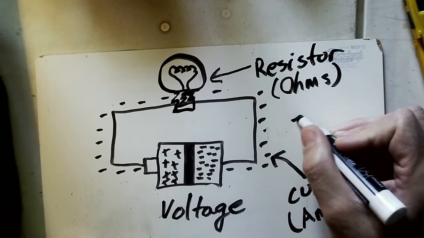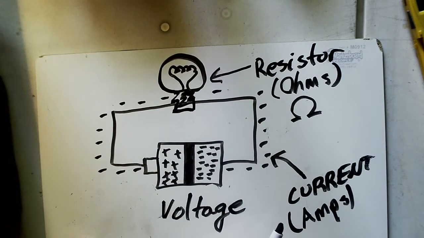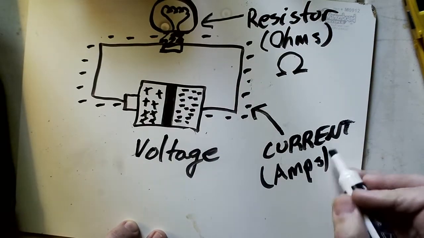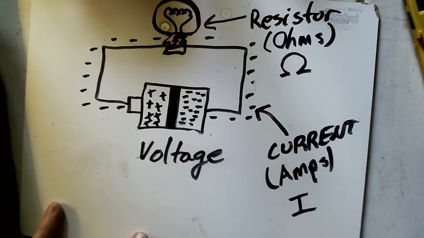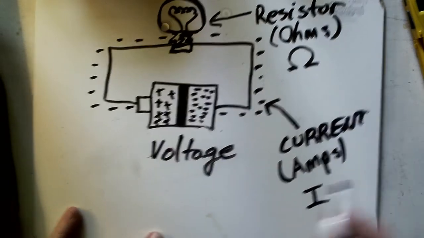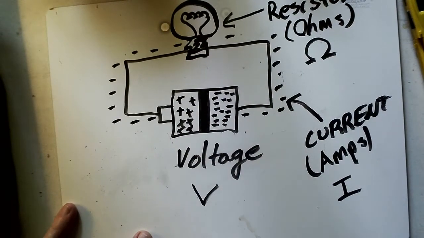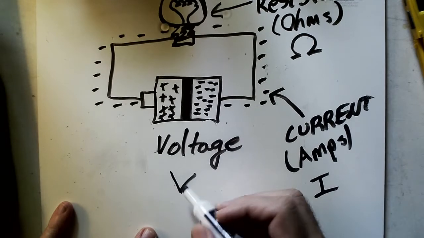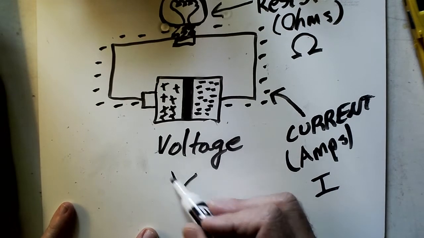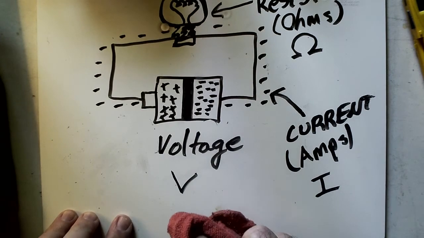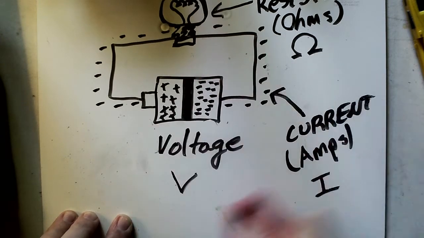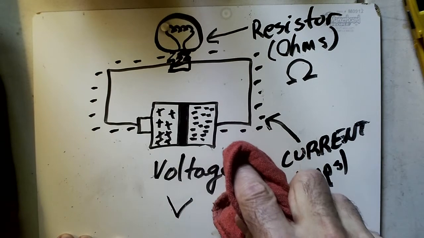Now the abbreviation for ohms is omega. The abbreviation for current is I, and why that is, I don't know. Voltage is measured with V. Now you can use math to figure out all of this stuff.